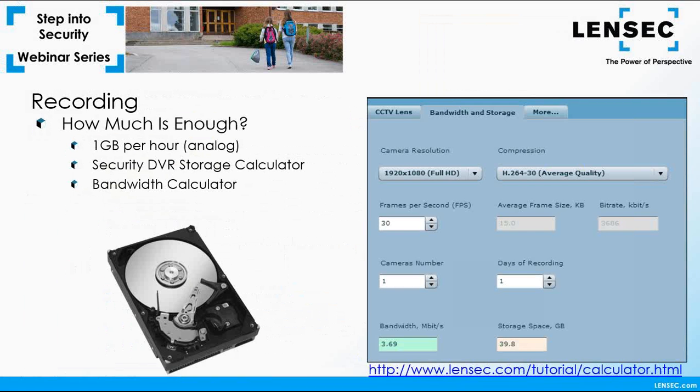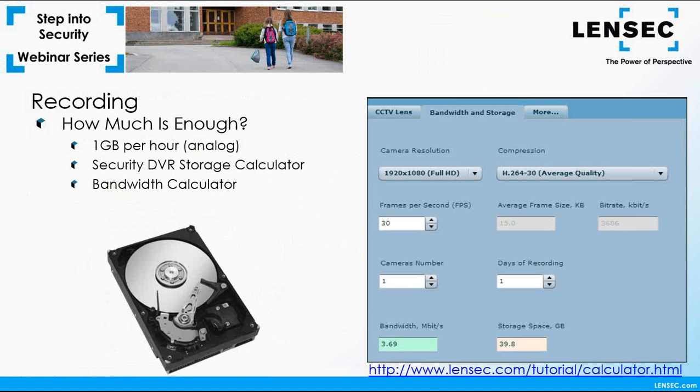Now let's take a quick look here at recording space and bandwidth. We used to use a figure of about 1 gigabyte of recording per hour in analog recording. With IP megapixel cameras, there's a lot of variables that come into play, so that old number gets thrown out the window. With IP calculations, you need to know your camera resolution, your video compression type, video quality settings, frames per second, number of cameras, estimated recording lengths such as 30 days, 60 days, etc., desired bit rate, and even those variables might change per camera.